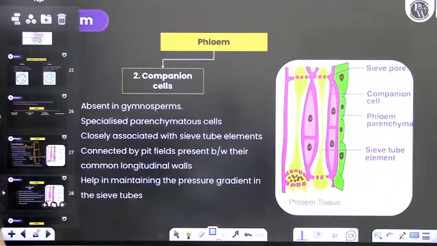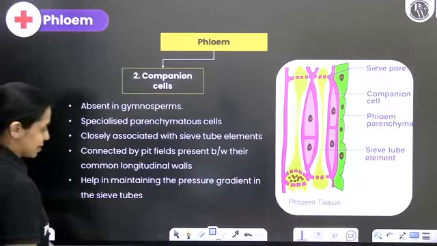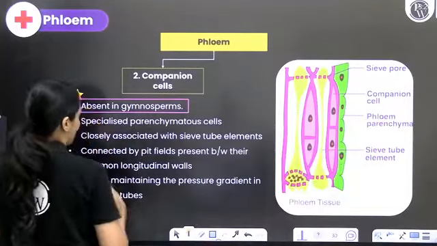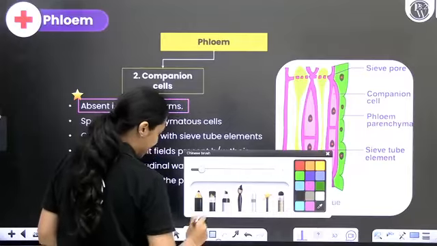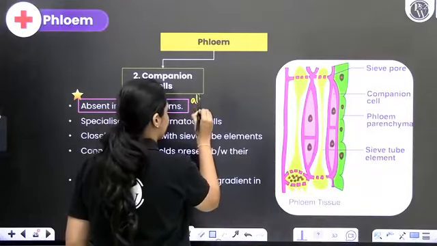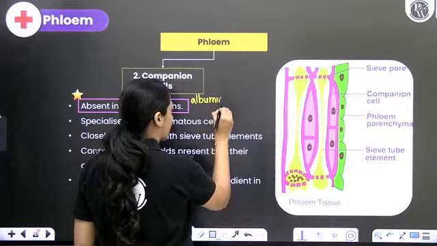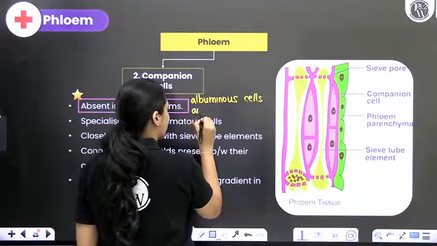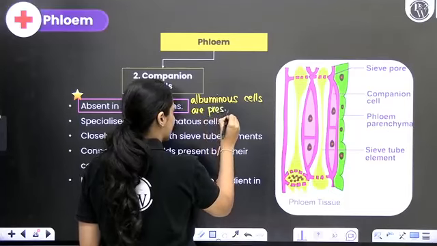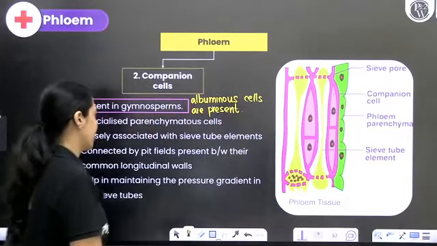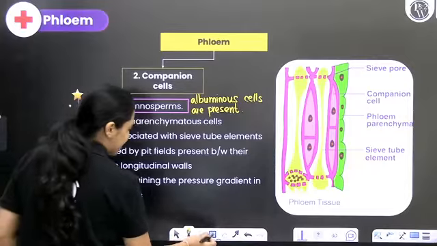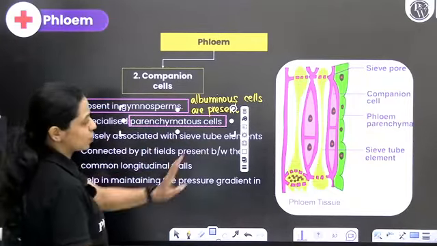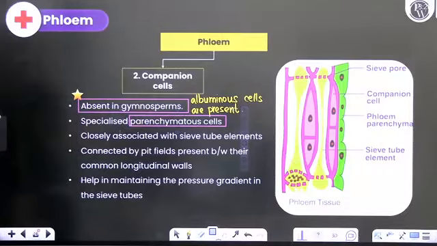Okay, now talking about companion cells. Companion cells are also absent in gymnosperms. What they have instead is something called albuminous cells. Albuminous cells are present. Okay, so these are parenchymatous cells, but they are slightly specialized. They are closely associated with sieve tube elements. I already told you that.